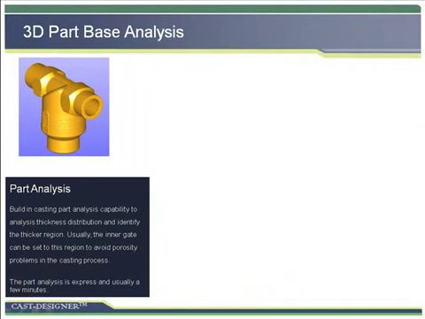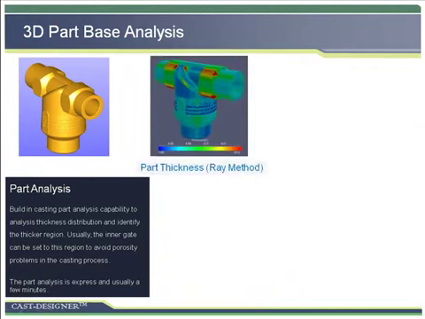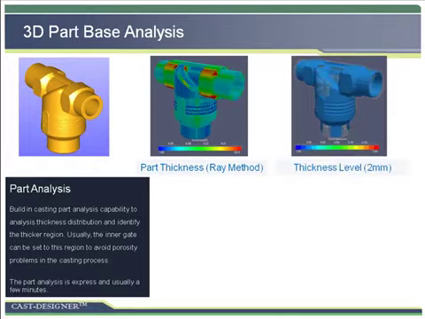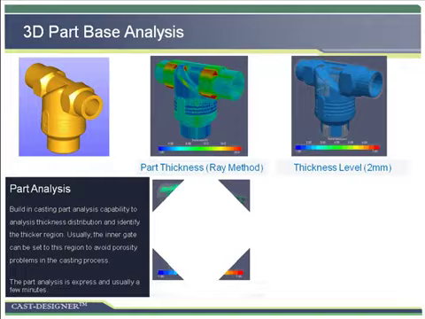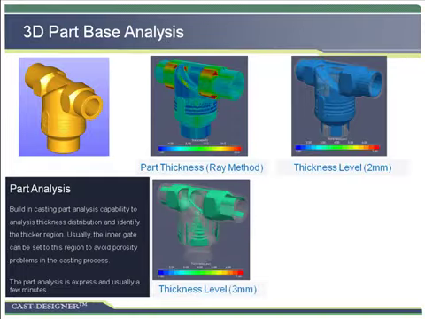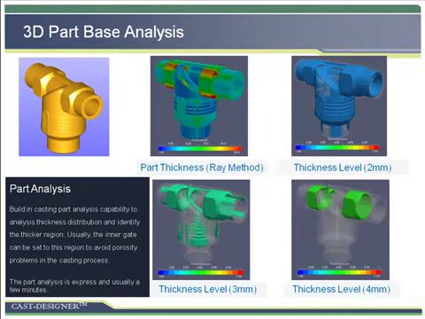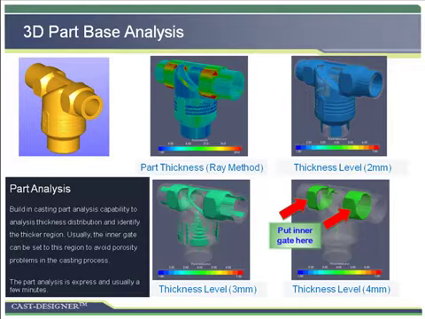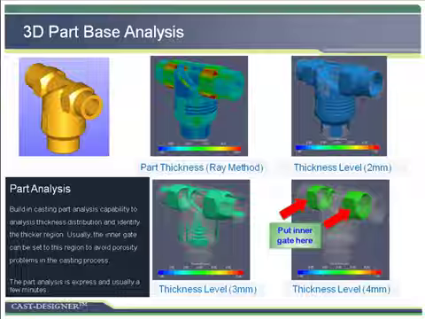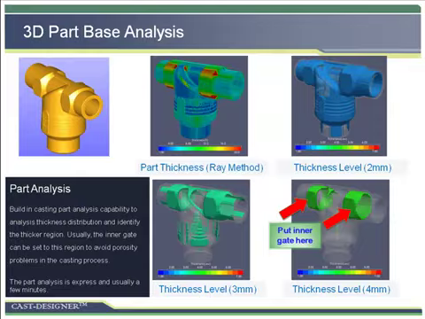This presentation shows the 3D part-based analysis. The casting process result depends on many factors, but mainly on part material, geometry, and the process. The 3D part analysis is mainly focused on the part geometry. The build and casting part analysis capability can analyze thickness distribution and identify the thicker regions. Usually, the inner gate can be set to such a region to avoid porosity problems in the casting process.